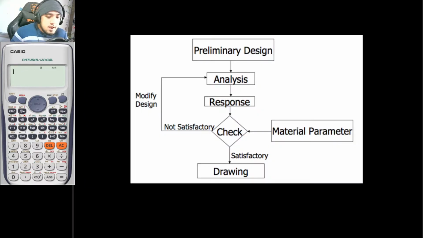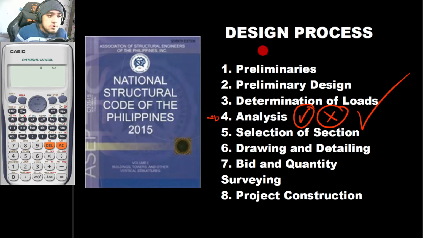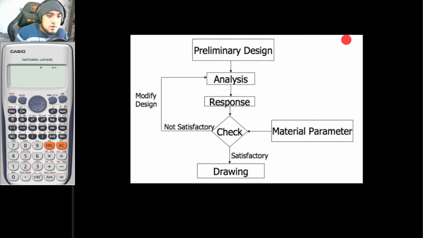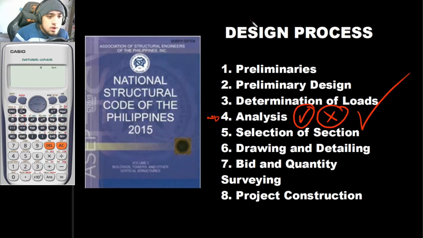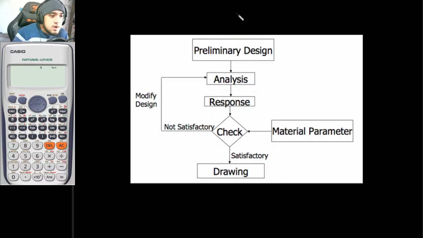So basically, guys, this is to be the summary of the design process in flowchart form. But according to this flowchart, the preliminaries was already removed. So, meaning that this is to be the design process after your preliminaries. So, in your preliminary design, so once again, I will just be repeating all of this. So, in your preliminary design, you will now be choosing an initial section.